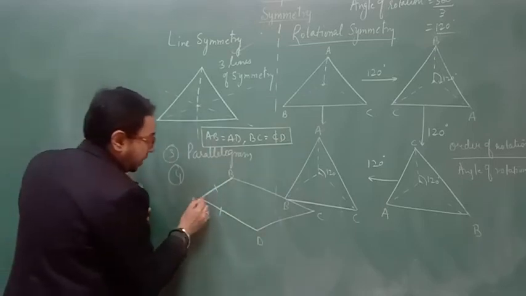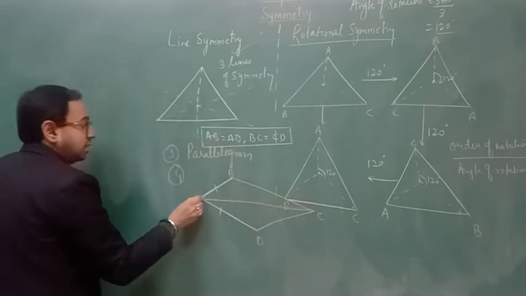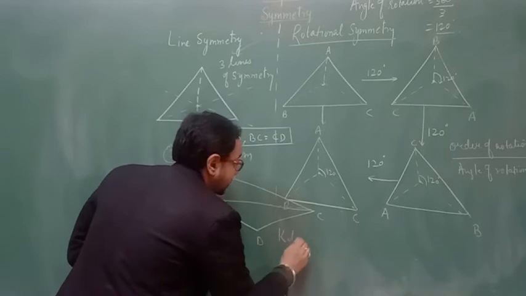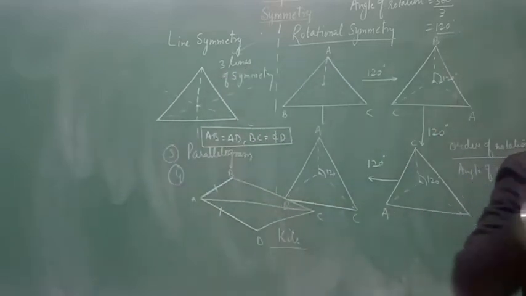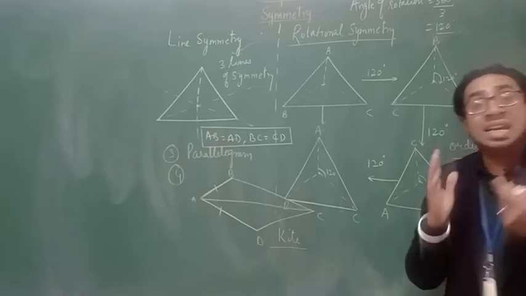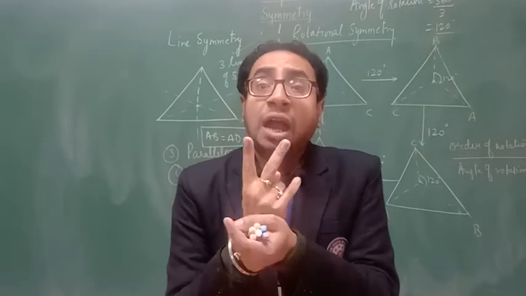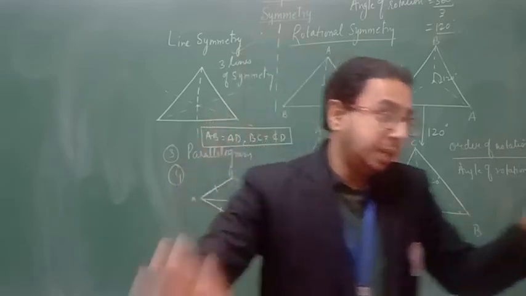If I draw one horizontal line joining the diagonals, this horizontal diagonal makes it symmetric. Hence, kite is the example which is having line symmetry but no rotational symmetry of order more than 1. Are we clear? If a figure has two lines of symmetry, should it have rotational symmetry of order more than 1? Yes, rectangle is the best example. Rectangle is having two lines of symmetry, and also the order of rotation of rectangle is 2 and angle of rotation is 180 degree. Clear?